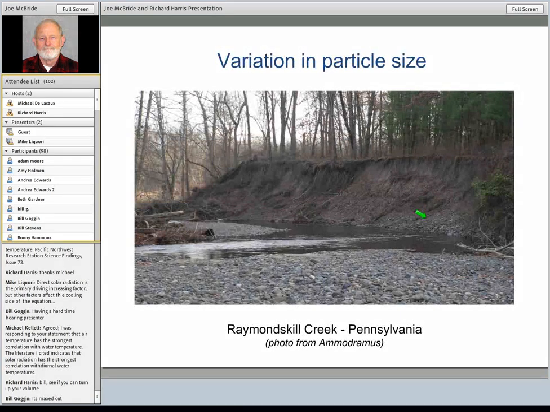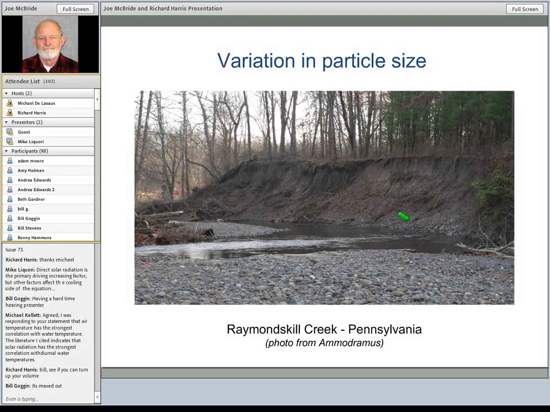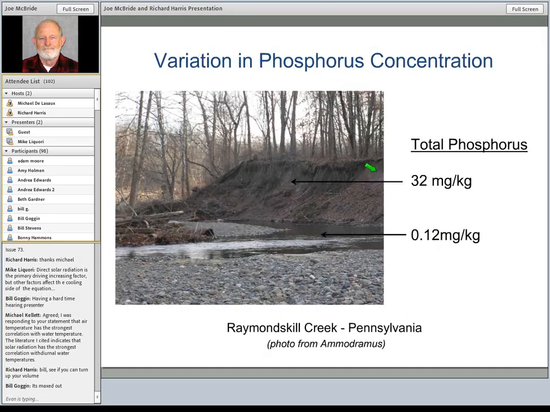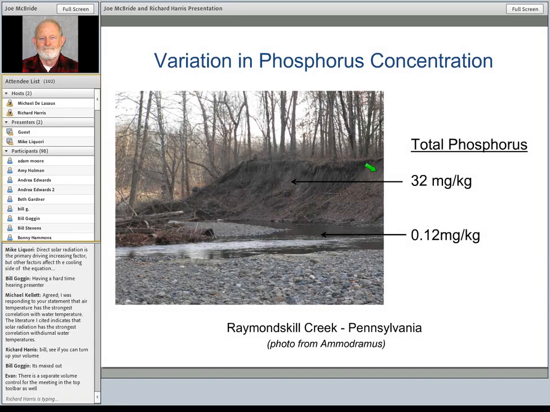This is a cross-section of a stream. You see the gravel bar down here, and you see the floodplain bank that's composed of silts and clays, and the nutrient concentration in those silts and clays is much higher than the nutrient concentration in the water and the nutrient concentration in the gravel bar itself.